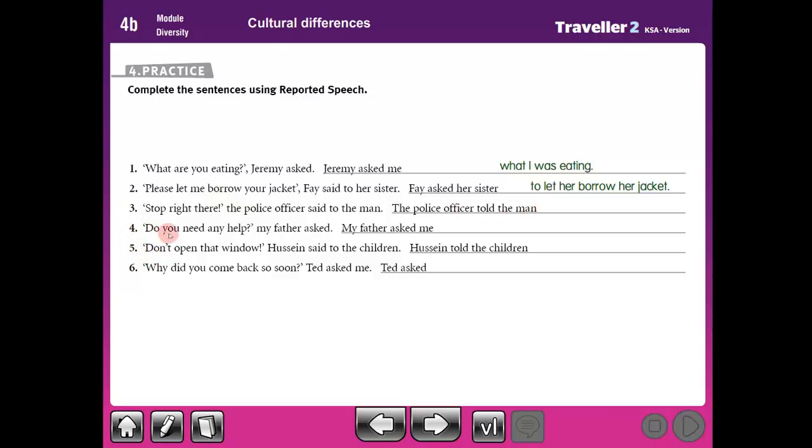Number 4. Do you need any help? My father asked. My father asked me. We join with if or whether. You, we use I. Need. Present simple, we use instead of it past simple. So the answer is if I needed any help. Okay. And number 5, 6, do them at home.